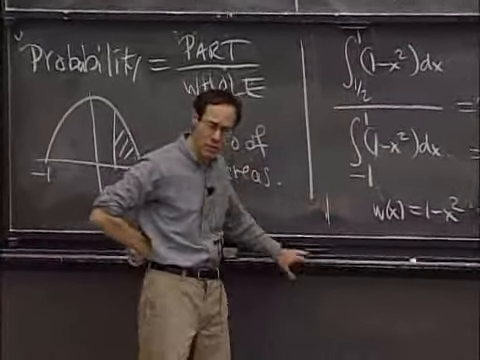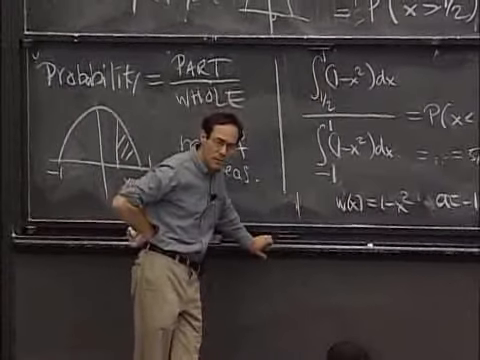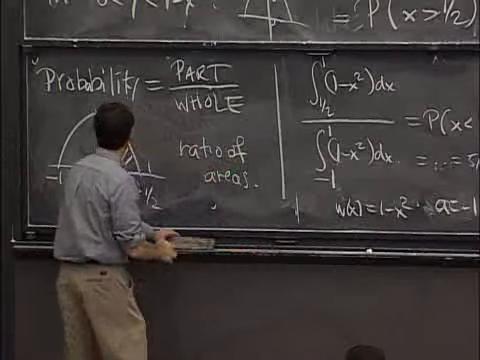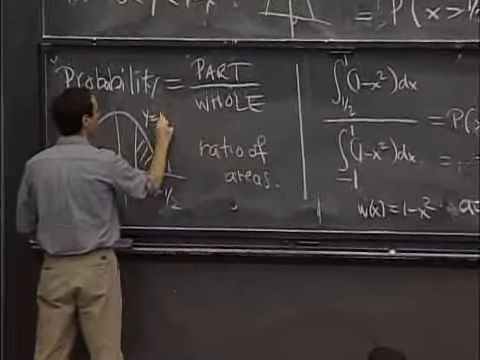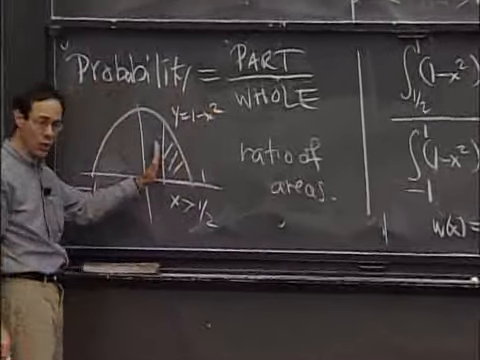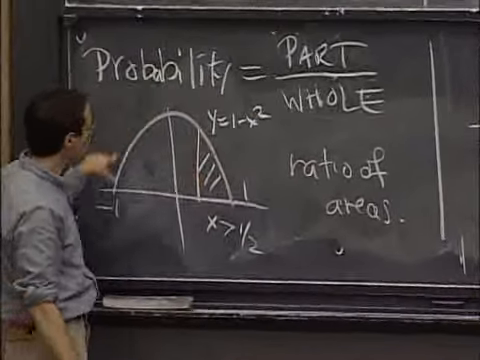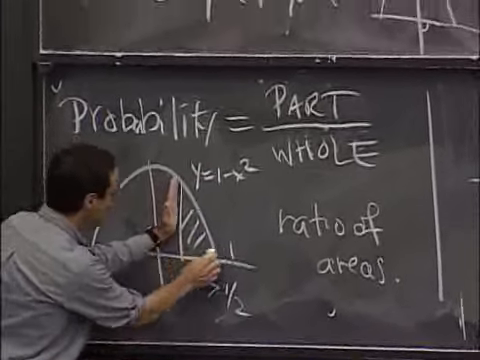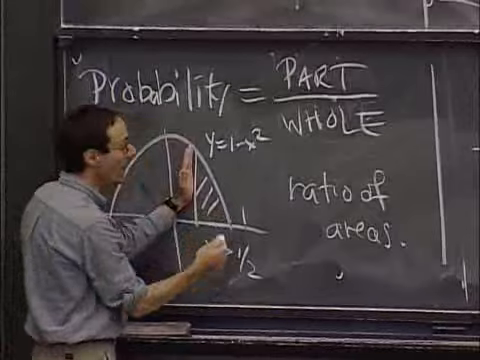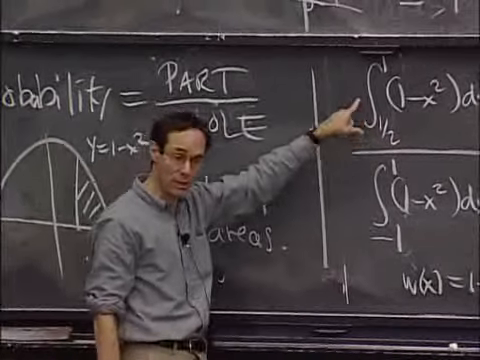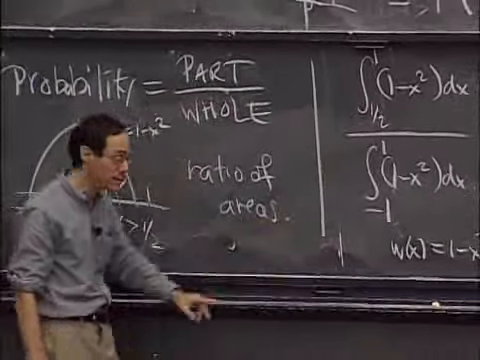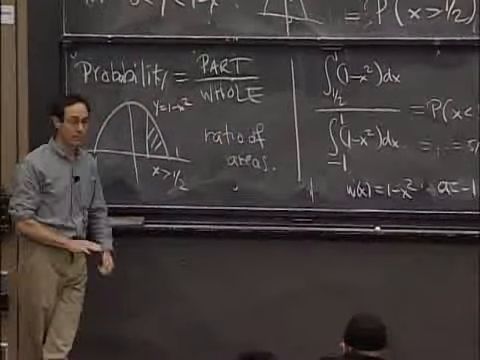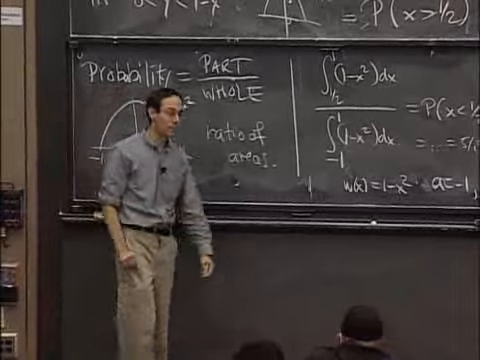So maybe I didn't understand your question. Why is 1 minus x squared the weighting factor? That has to do with how you compute areas under curves. The curve here is y equals 1 minus x squared. And so in order to calculate how much area is between 1/2 and 1, I have to integrate. This integral is the area under that curve, and the denominator is the area under the whole thing. Okay? Another question.